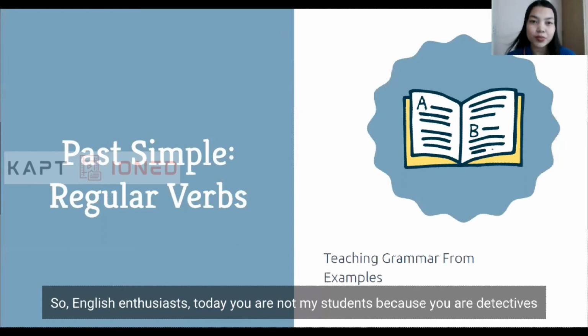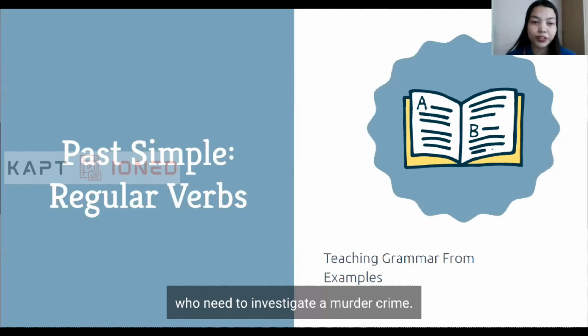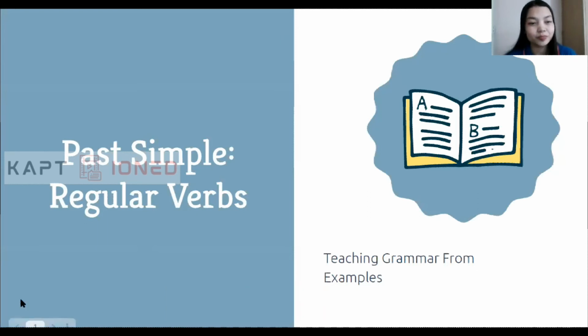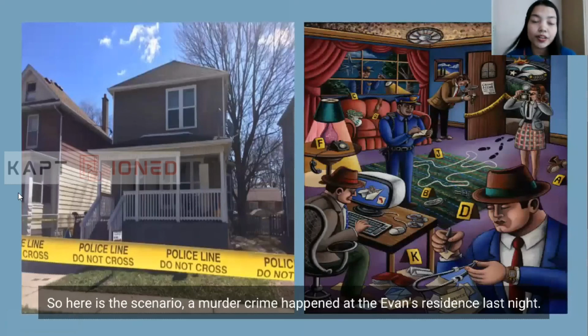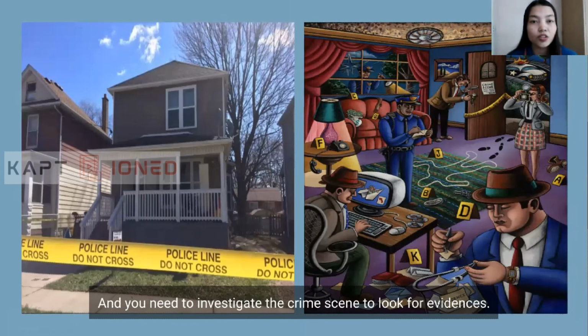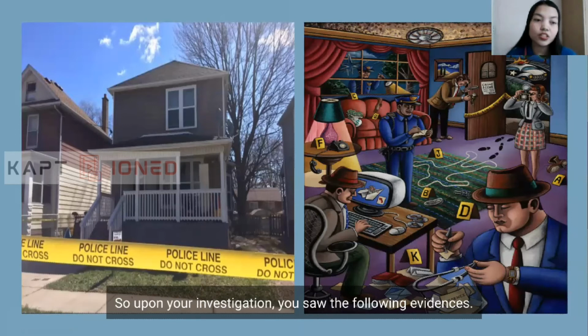So, English enthusiasts, today you are not my students because you are detectives who need to investigate a murder crime. So, let's start. Here is the scenario. A murder crime happened at the Evans residence last night, and you need to investigate the crime scene to look for evidences. So, upon your investigation, you saw the following evidences.